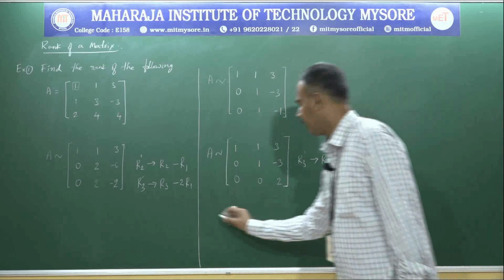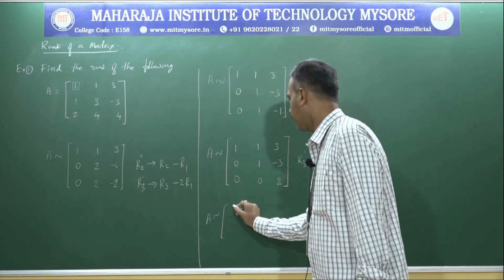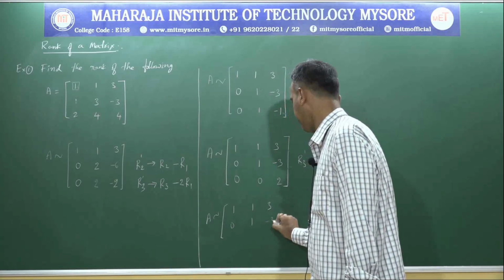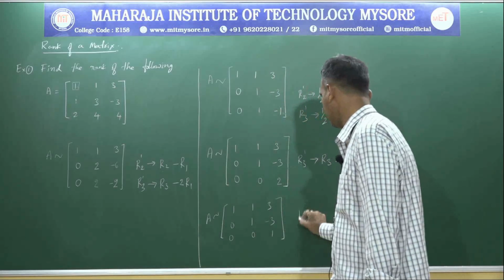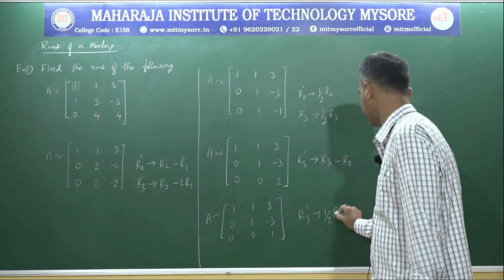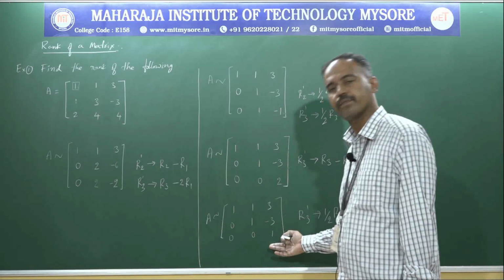Finally, the another transformation we can apply is 1 1 3, 0 1 minus 3, 0 0 1 by applying the row transformation R3 dash changes: 1 by 2 of R3 here. Now the final matrix check.